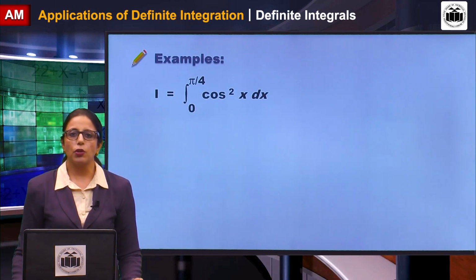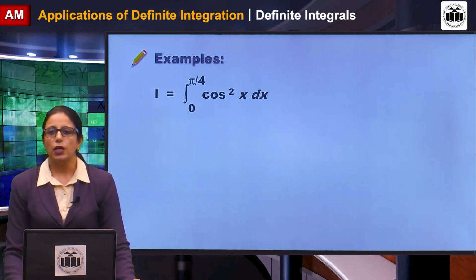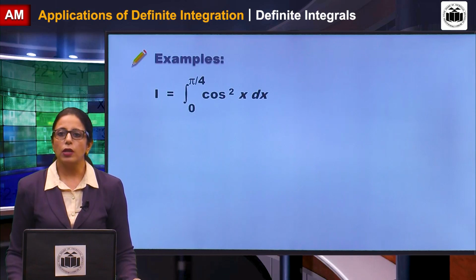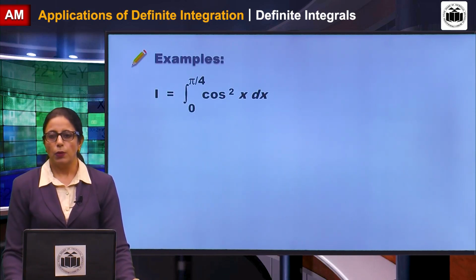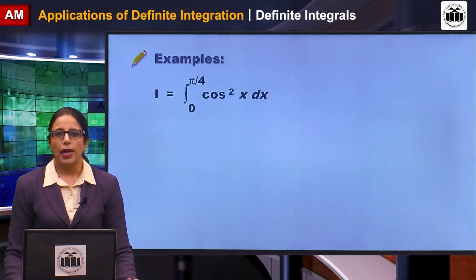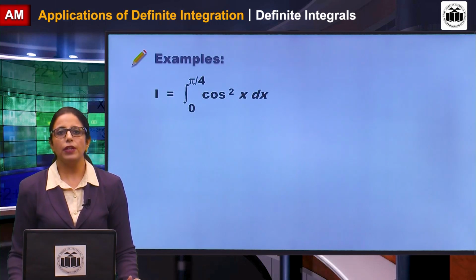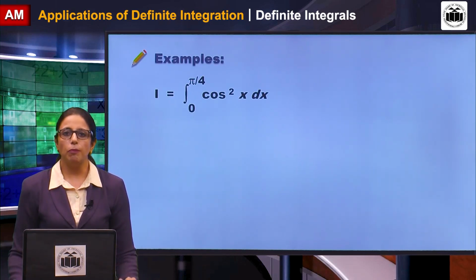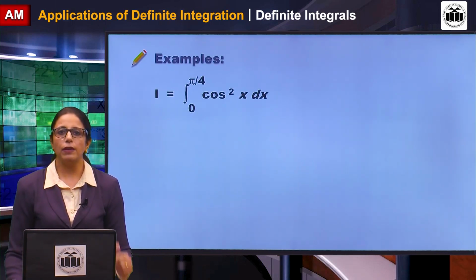Another example, a trigonometric function. Again we are going to integrate 0 to pi by 4 cos squared x dx. Now, we don't have any formula to integrate the square of a trigonometric function. Hence, we are going to use some trigonometric formula here to first simplify the given function and then we will integrate.